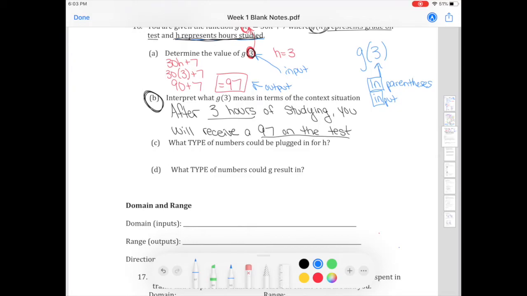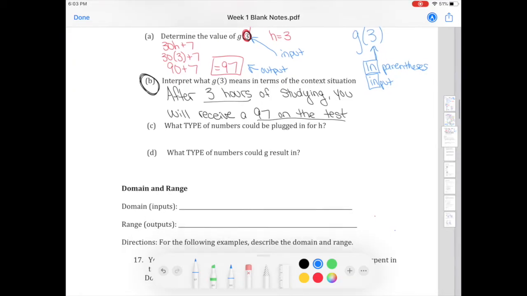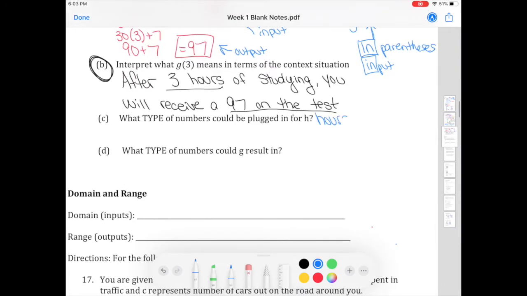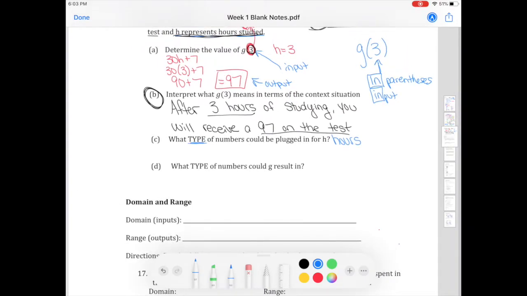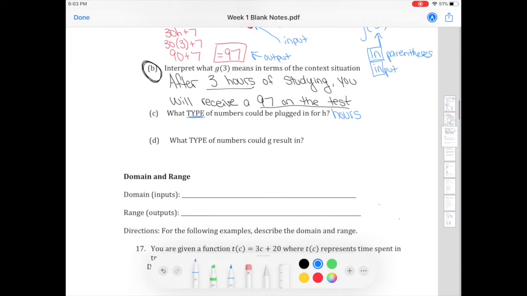All right, part C and D, I'd never ask you these types of questions on a quiz or a test, so just keep that in mind, but it's something that you want to be aware of. So with the situation, when we're talking about H, that means hours. So part C says, what type of numbers could be plugged in for H? Think about all the different kinds of numbers you've ever learned of. There's positives, there's negatives, there's decimals, there's fractions, infinitely many different types of numbers. What types of numbers could work for hours? I'm going to write positive.